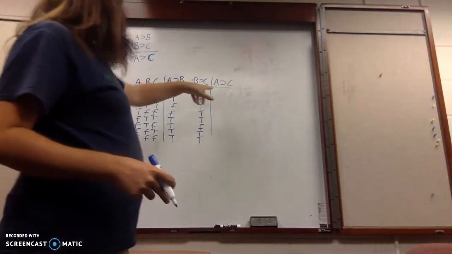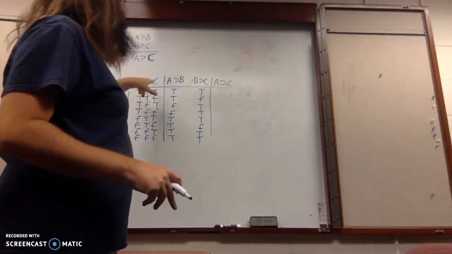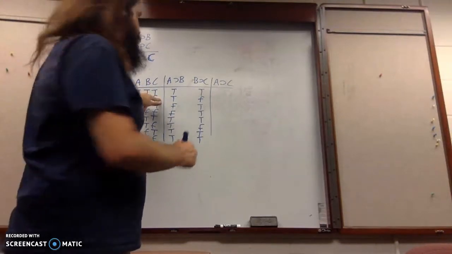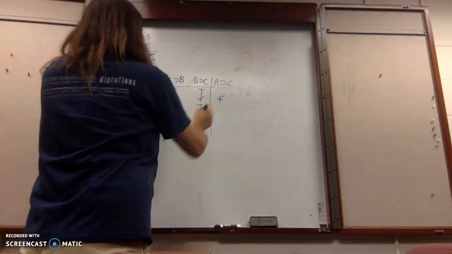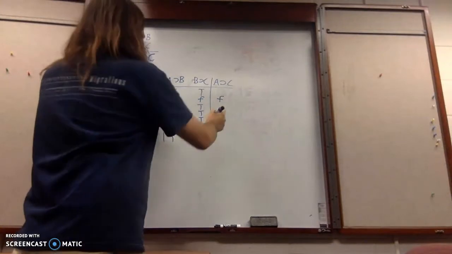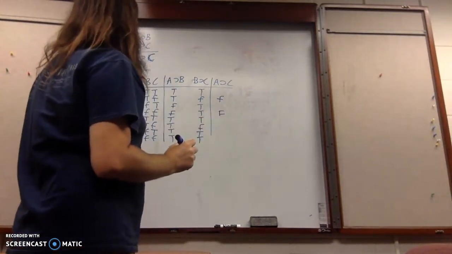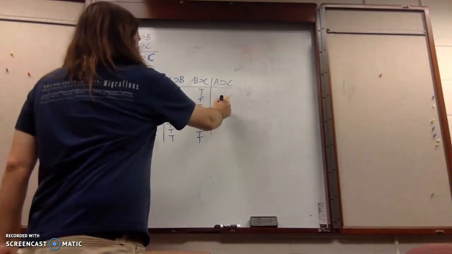So we look at the final one. If A is true, then C is true. That is going to be false when A is true and C is false. So here we have a false, and here we have a false. And the others are all true.